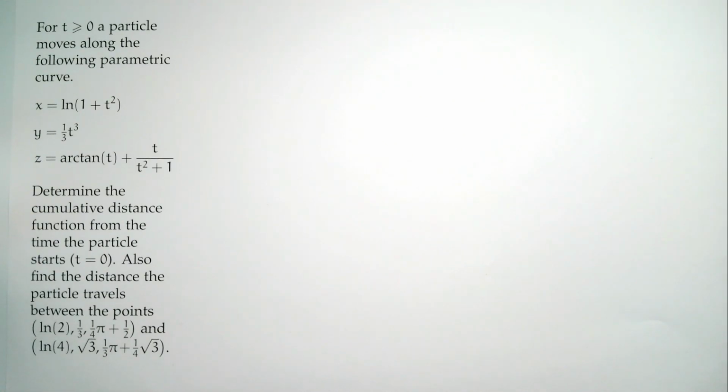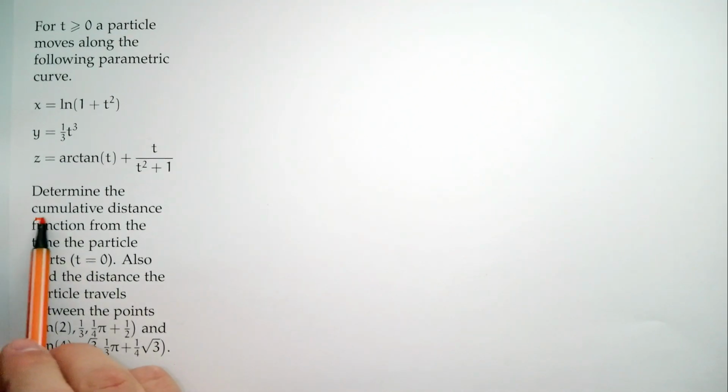So we'll start like we normally do. We'll start with the problem. So here we go. For t greater than or equal to 0, a particle moves along the following parametric curve. X is log of 1 plus t squared, y is 1/3 t cubed, and z is arctangent of t plus t over t squared plus 1. And what's the question? Determine the cumulative distance function.